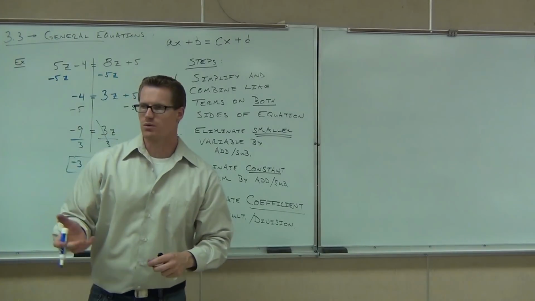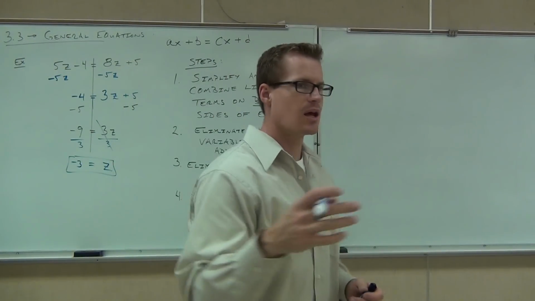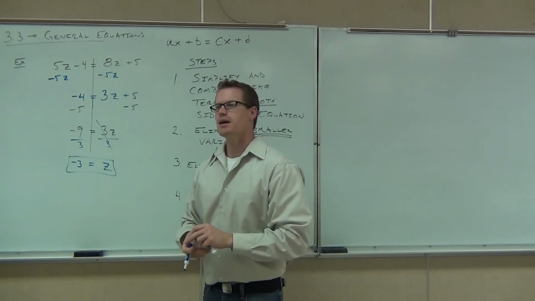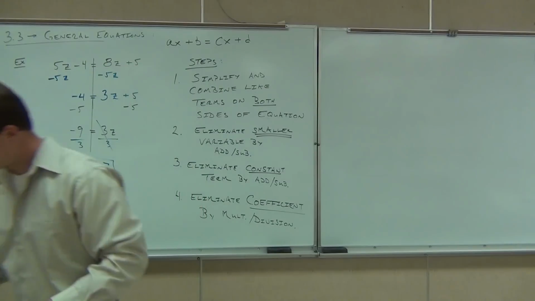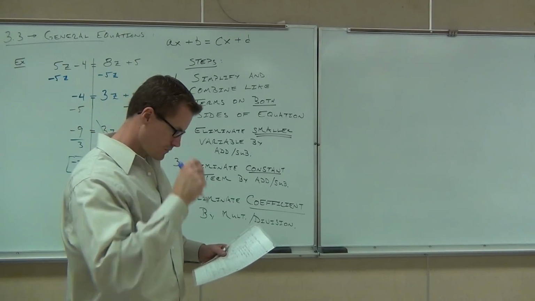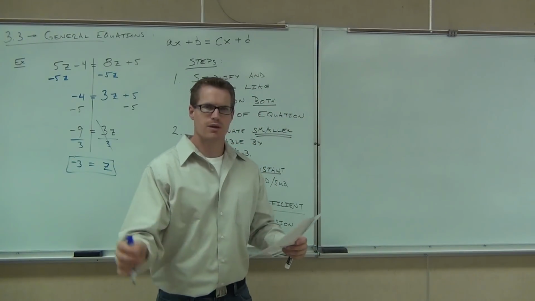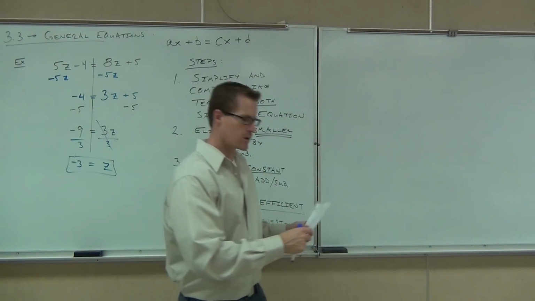That's the way we solve general equations. We simplify, we get rid of the smaller variable, then the constant, and then lastly, the only time we divide is when we're removing that coefficient. Let's do one more together. I'll give you a couple to do on your own, and then we'll start building these problems up little by little, okay?